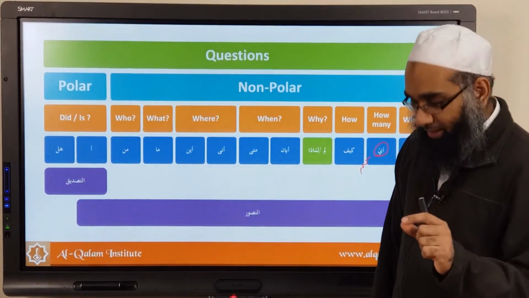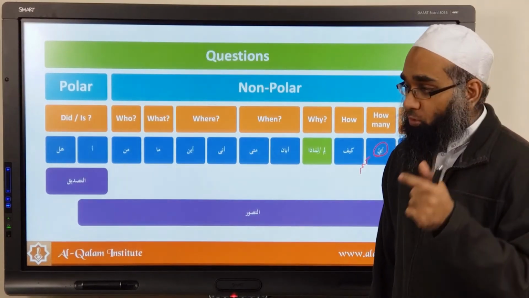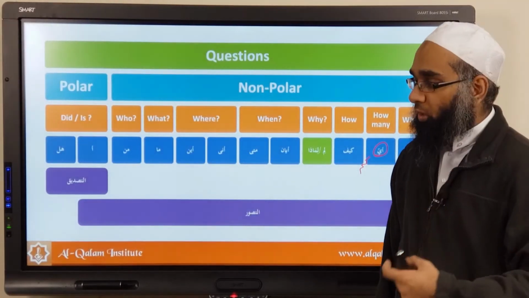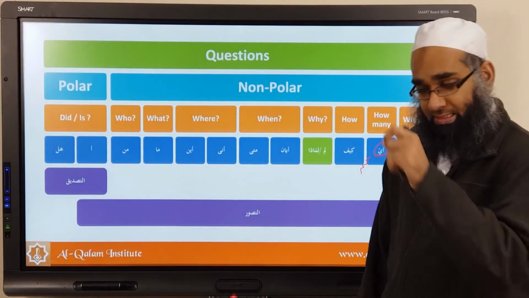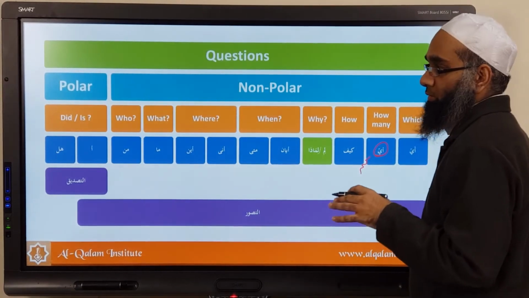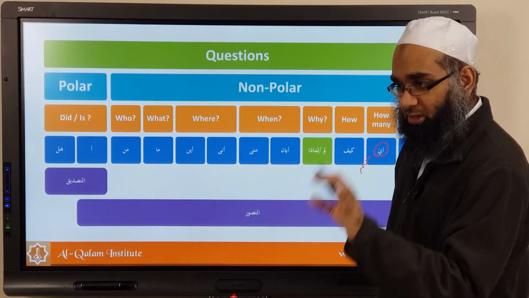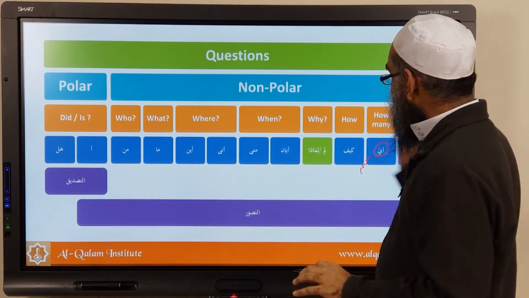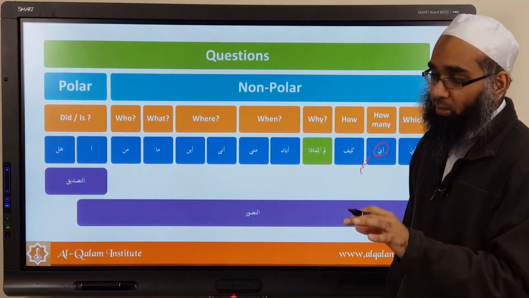But the thing about hamza is what? Multifunctional. Hamza can be used for a tasawwur, or it can be used for tasdeeq. And we'll discuss that in detail. Okay, depending on how it's used. Okay, so and hal is what? For polar question, yes or no is called tasdeeq. And the remaining particles, including hamza because multifunctional, are used as non-polar.